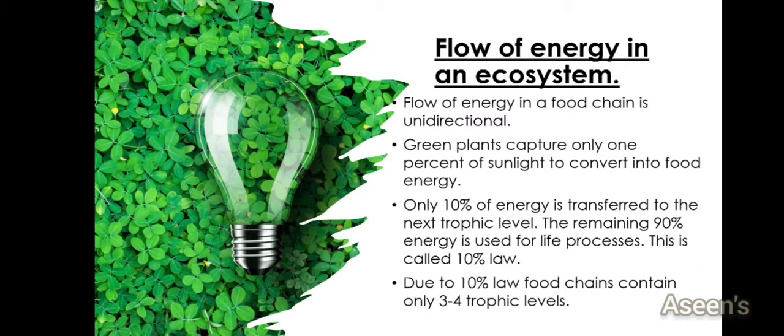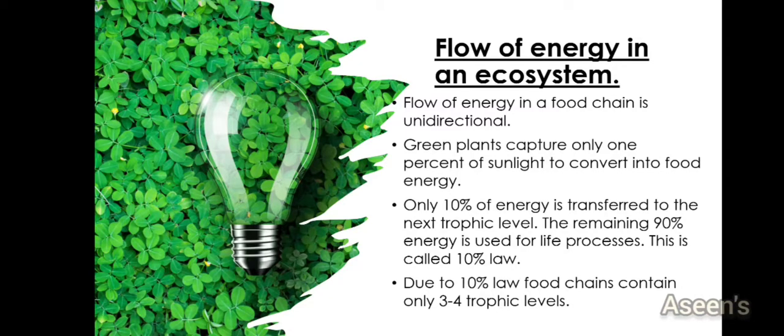Green plants capture only 1% of sunlight to convert into food energy. So whatever food we get through plants, it is created with the help of only 1% of the energy falling on the earth's crust. So only that much amount of energy is used by the plants.